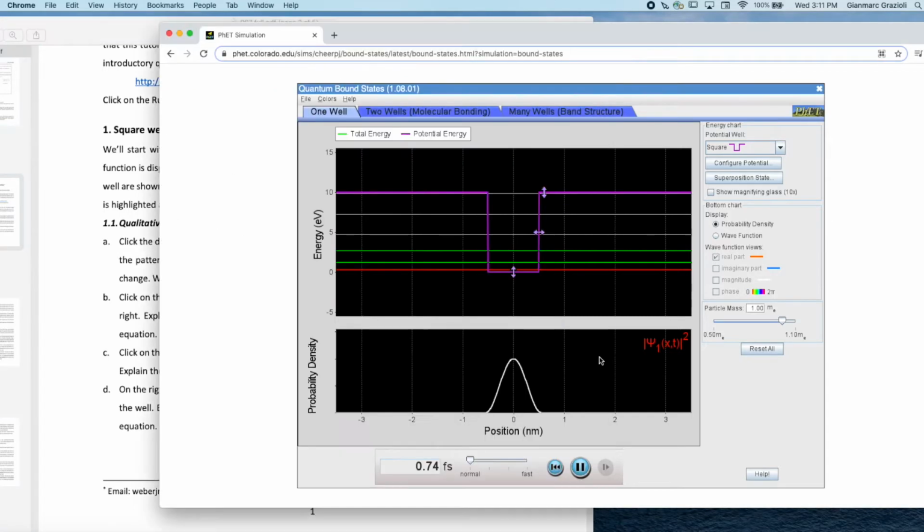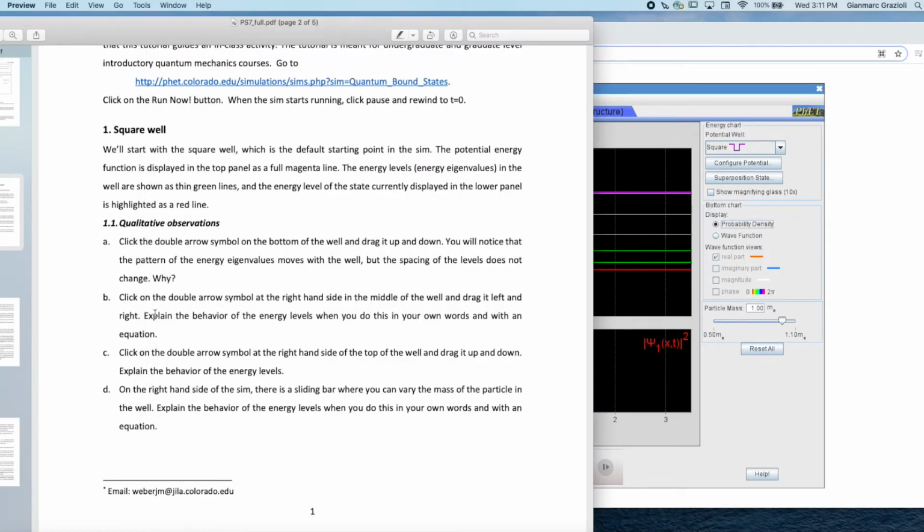And of course, the thing being shown here is the probability density function. There's the probability density function, and there's the wave function. Let's leave it in probability density because that's where the exercise started.